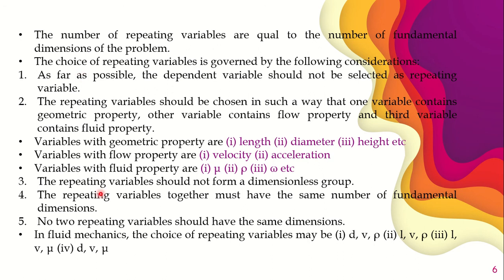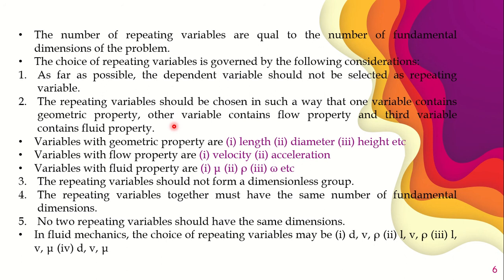Then let's see the conditions in selecting the variables. As far as possible, the dependent variable should not be selected as a repeating variable. So in our case, x1 was the dependent variable, right? x1 was depending upon some other variables. So x1 should not be selected as a repeating variable. Next, repeating variables should be chosen in such a way that one variable contains a geometric property, one variable contains a flow property, and the third variable contains a fluid property. So he's telling very clearly, you are selecting 3 repeating variables. So in that, one should contain a geometric property.